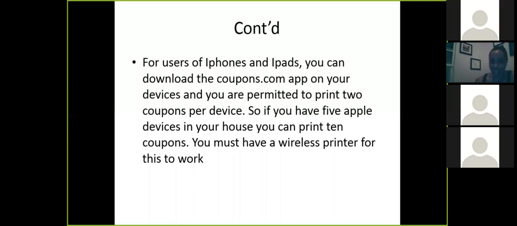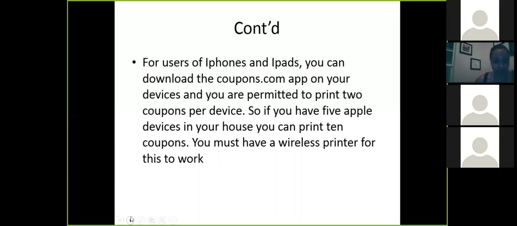Yes, you can download the coupons.com app on your iPads and your iPhone, and for each device, you can print 2 coupons. So, nugget: each device, 2 coupons, guys. Note this down. You're going to get access to the slides, but note this down. If your daughter and your son, or your 5 kids, all have iPhones, snatch the coupons.com app and print some coupons. But you do have to have a wireless printer.